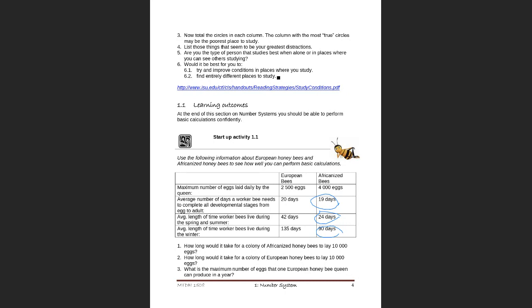Okay, so it means that for an Africanized bee, it can only live for 24 days from the developmental stage of the egg to an adult in summer. Then in winter it can live for only 90 days.